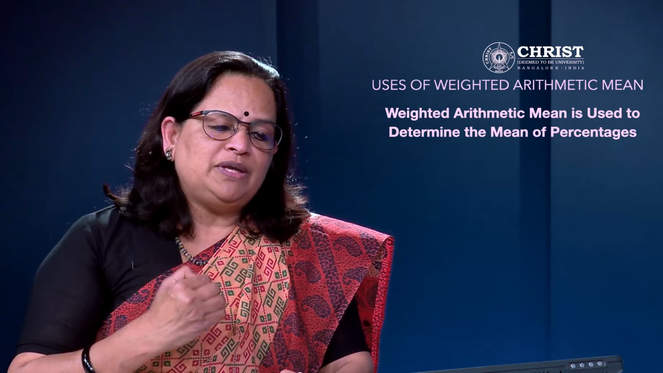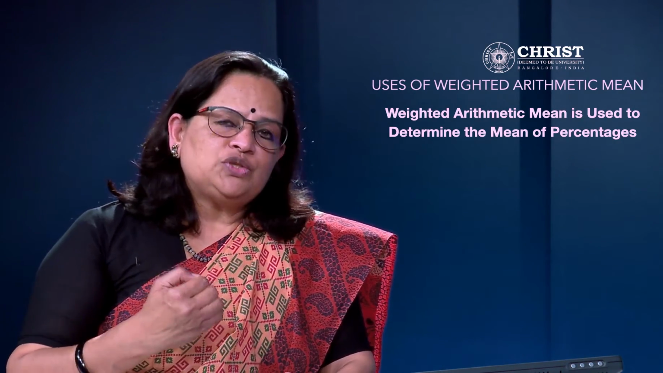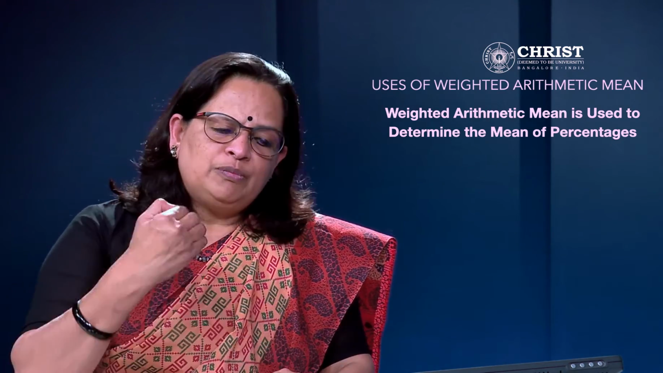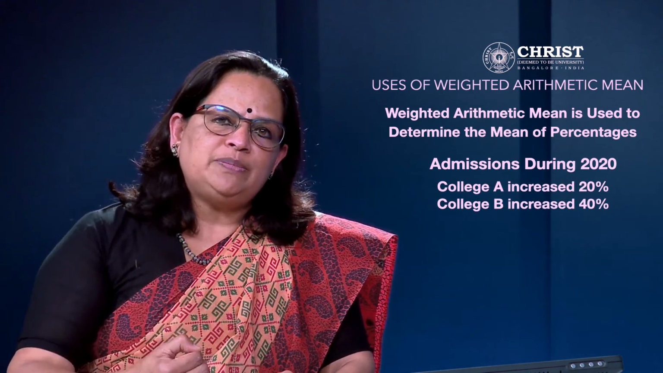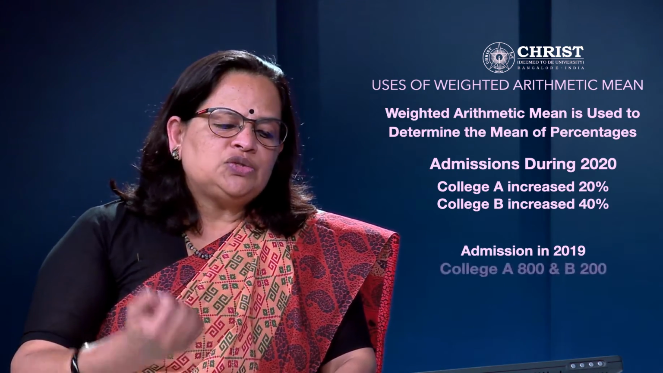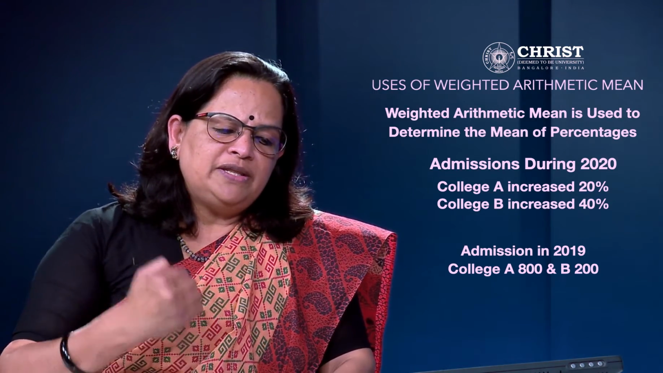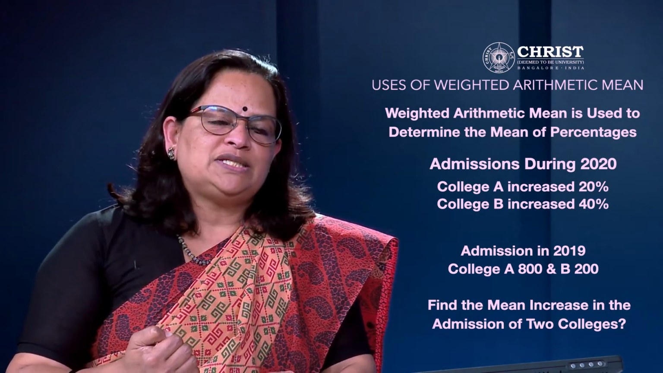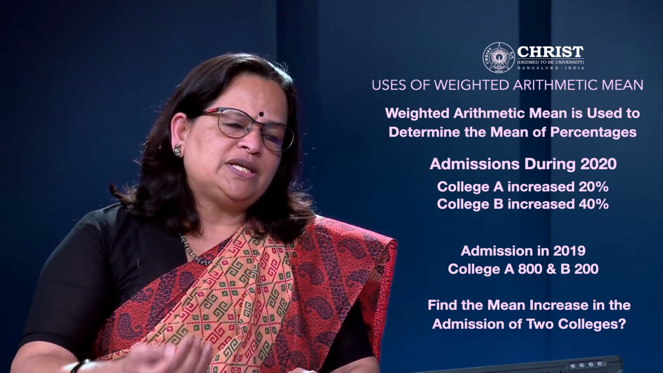Now the second use of weighted arithmetic mean. Weighted arithmetic mean is used to describe the mean of percentages. So the first advantage we have learned, now the second one. One problem: admissions during 2020 to 2 colleges increased by 20% and 40% respectively compared to 2019. If the admissions in 2019 were 800 and 200 respectively, find the mean increase in the admission of the 2 colleges. This information will be helpful for universities or colleges in taking their decisions regarding admissions.